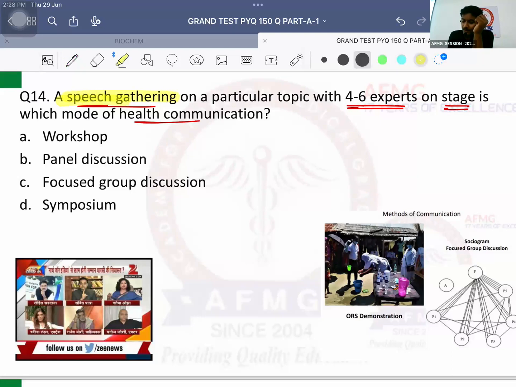ये question मैं TND में पहले discuss कर चुका हूँ. What did I tell you? What they are saying, it is a speech gathering. Are they saying there is discussion among the experts? No. Speech gathering का मतलब क्या होता है? एक के बाद एक बंदा speech देने जाएगा.